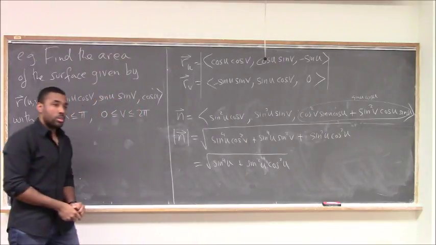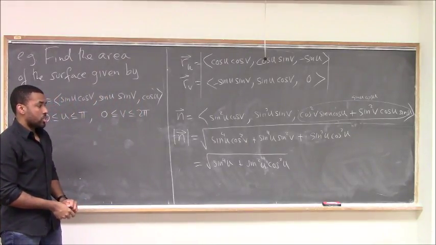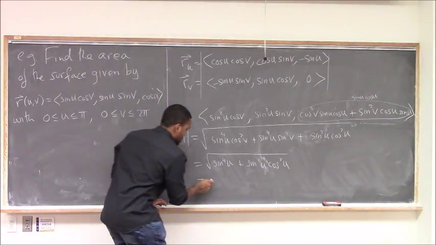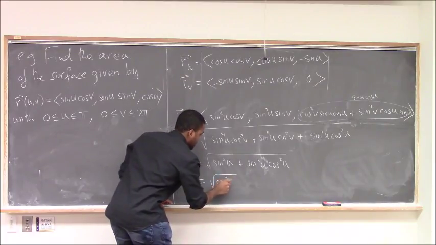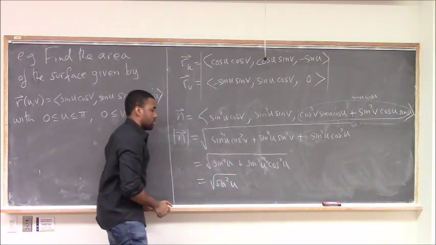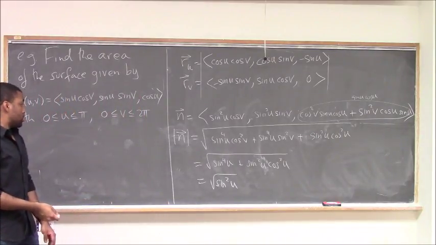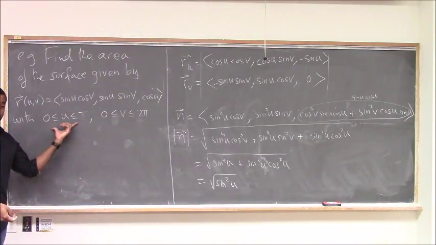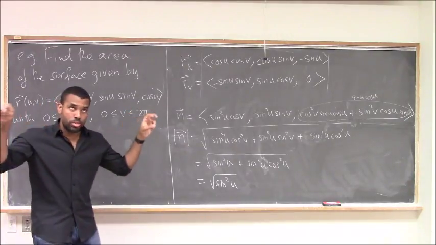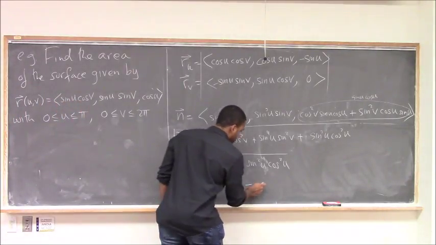What can we do now? You can factor out a sine squared. And so it ends up being sine, because our u is between 0 and pi and our sine is positive there. Technically it's the absolute value of sine, but it works out to sine here.